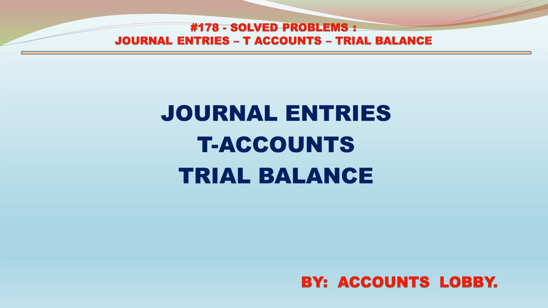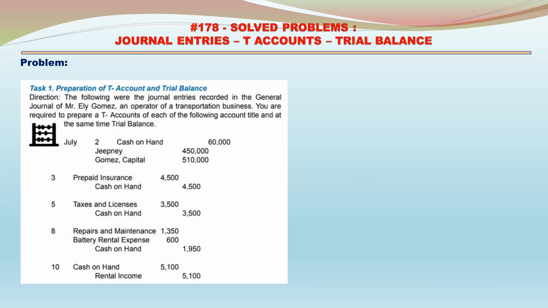Solved problems, journal entries, T accounts, trial balance. Problem. The following were the journal entries recorded in the journal of Mr. Eli Gomez, an operator of transportation business. You are required to prepare T accounts of each of the following account titles and at the same time a trial balance. July 2, cash on hand 60,000, Jeepney 450,000, Gomez Capital 510,000 credit.